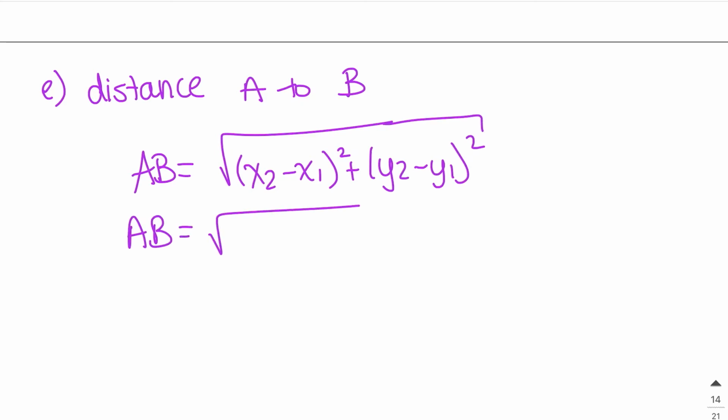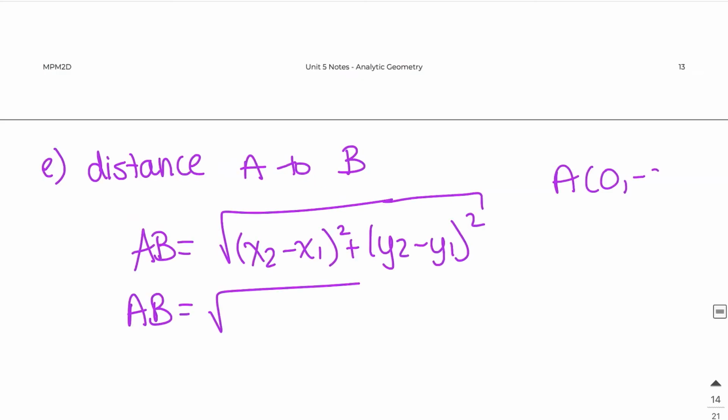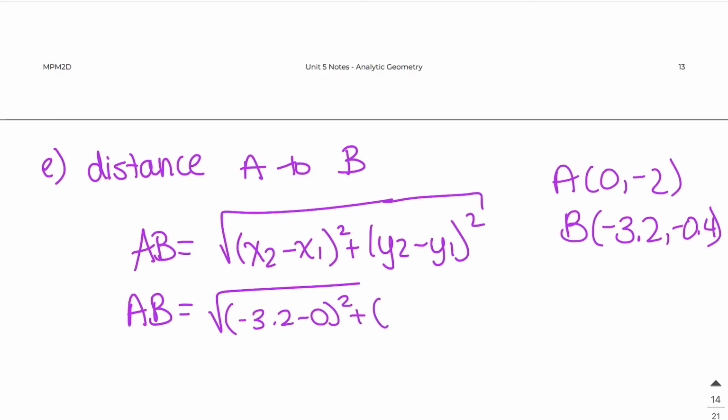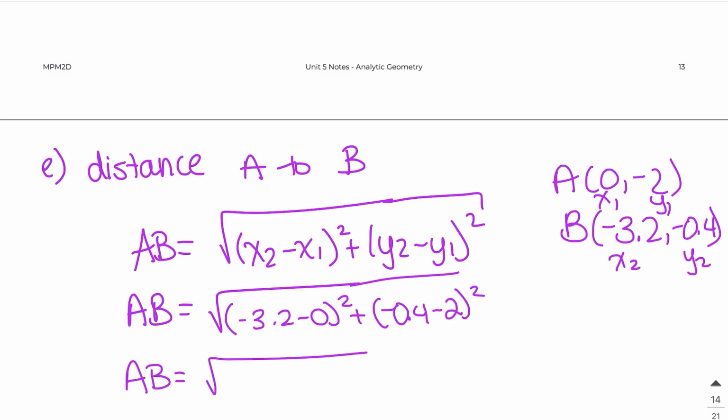So right here, I would plug in what my coordinates are. So we know that A is 0, -2, and we know that B is -3.2, -0.4. So I'm going to plug in that information. So here I get -3.2 minus 0 squared, and then right here, because this is x2, this is x1, this is y2, this is y1, so I'll do -0.4 minus 2 squared, and then I get AB is equal to the square root of -3.2 squared, because this is -3.2, plus this is -2.4 squared.